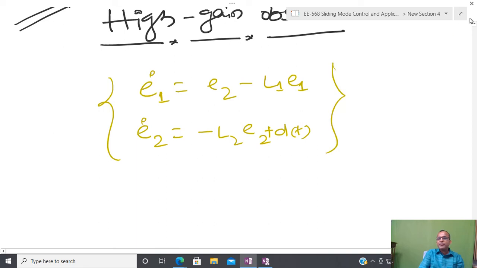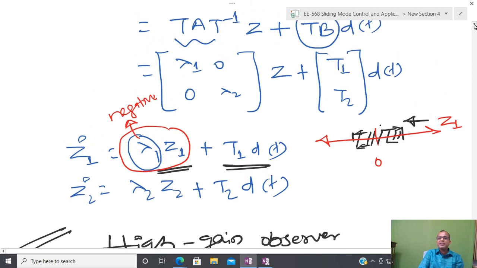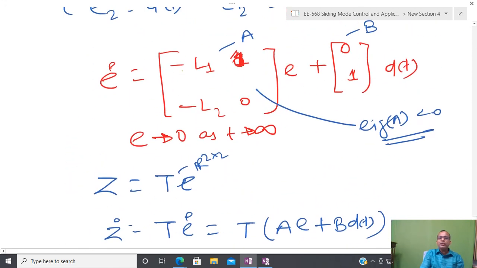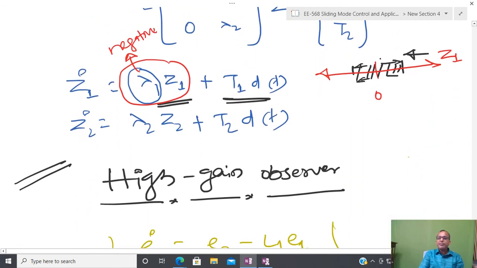I have just copied this, because what we have seen is that if I select a finite gain, if I select gains L1 and L2 that are small, then the eigenvalue might be small, and if the eigenvalue is small, I cannot reduce this band, because this term is going to dominate over that term, and then the band size is larger. So we have to select a very large negative value, such that this term lambda 1 z1 dominates over the term with dt.